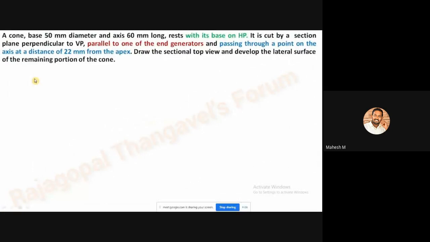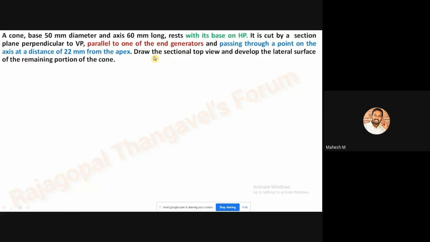A cone with a base of 50 mm diameter and axis 60 mm long rests with its base on HP. So the base is on HP, and the top view will be a circle. It is cut by a section plane perpendicular to VP. If it is perpendicular to VP, you'll have the section plane in the front view. So look at the condition. The condition is parallel to one of the end generators.